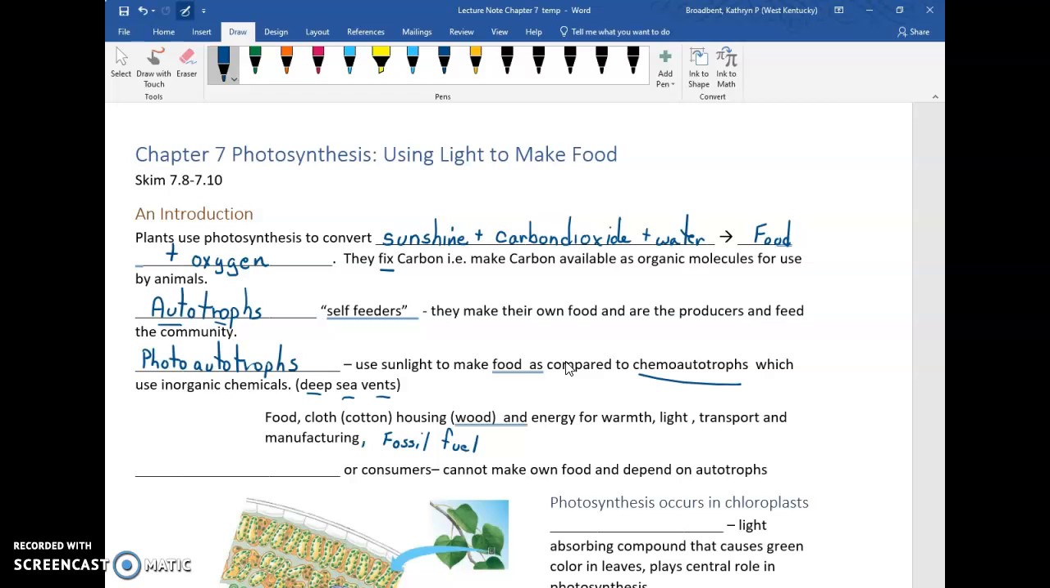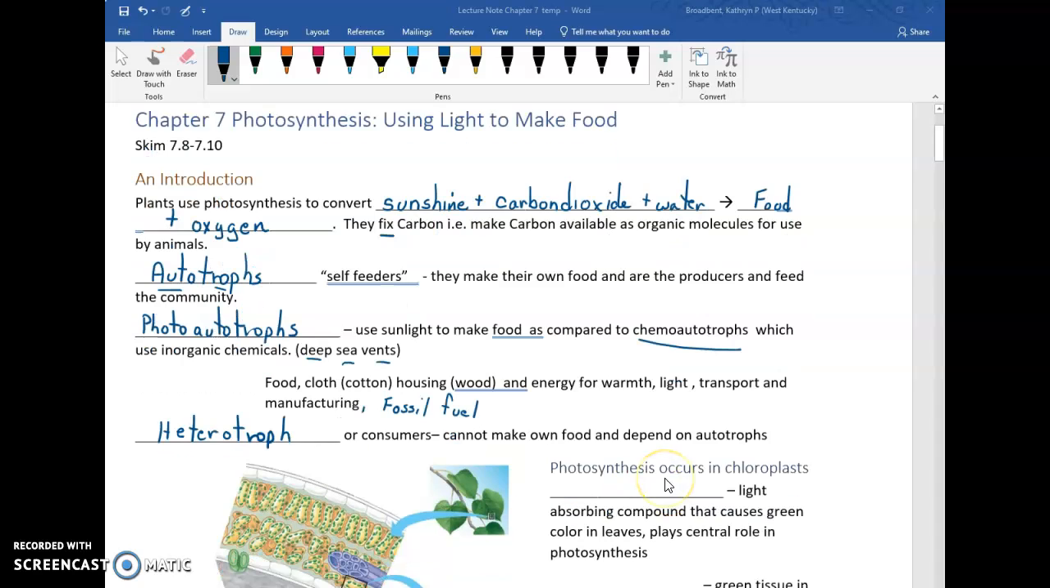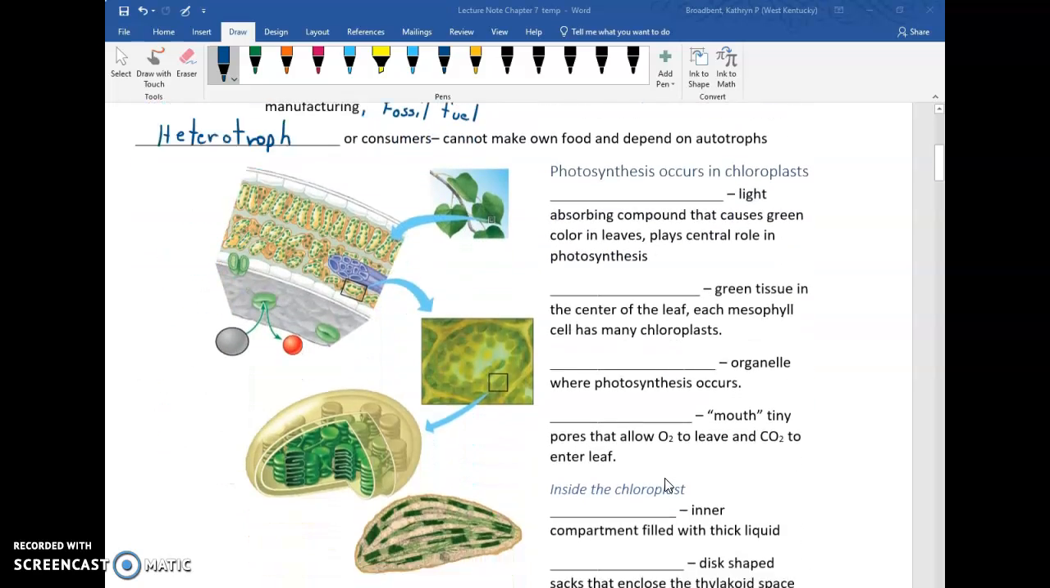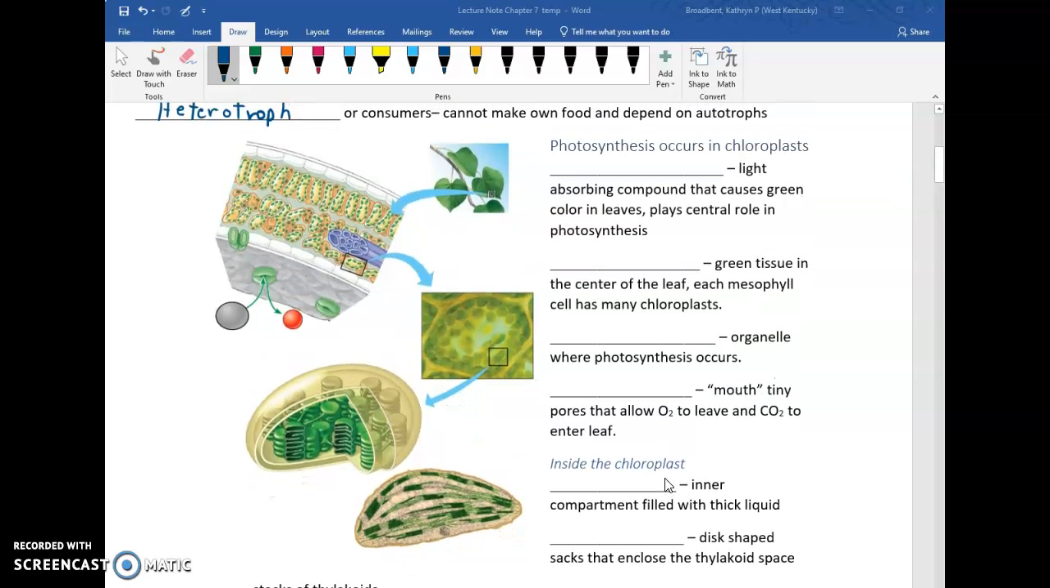So we are heterotrophs, or consumers. We can't make our own food, and we depend on autotrophs. And so most animals are heterotrophs. Photosynthesis occurs in the chloroplasts, and we're going to look here at this diagram.